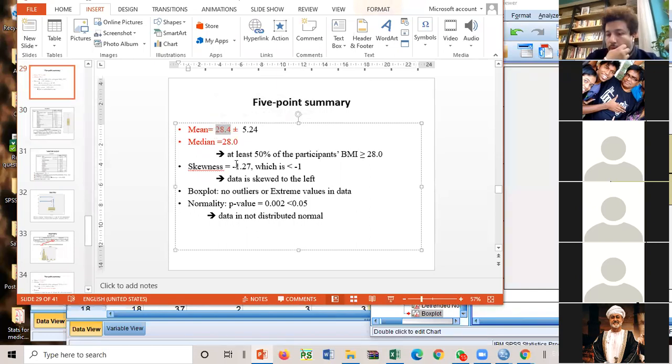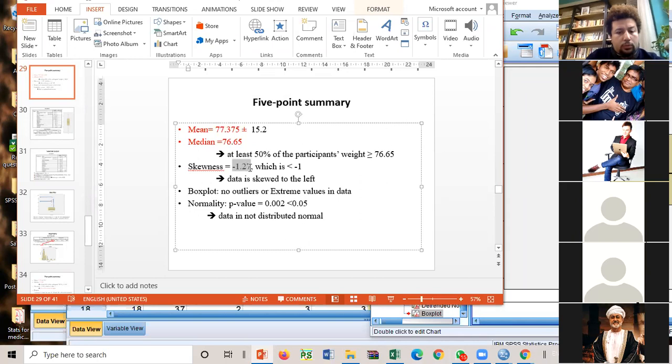Mean is 76.375. Standard deviation 15.2. Median is 76.65. What does it mean? It means at least 50% of the participants have a weight of more than 76.65.